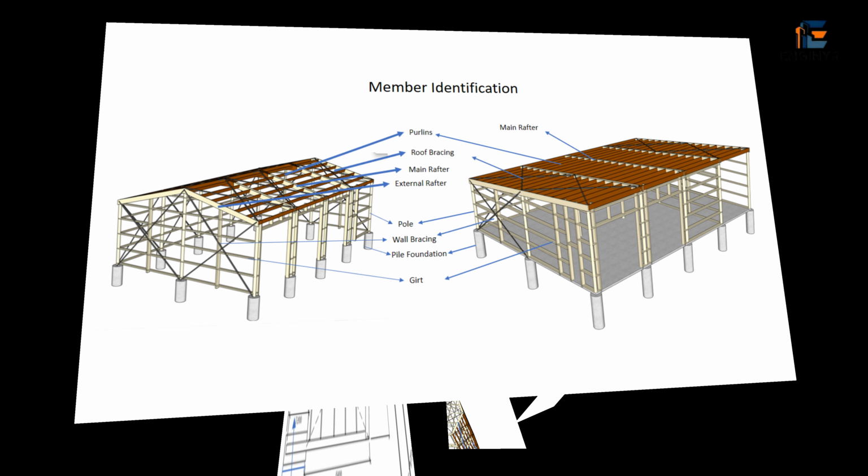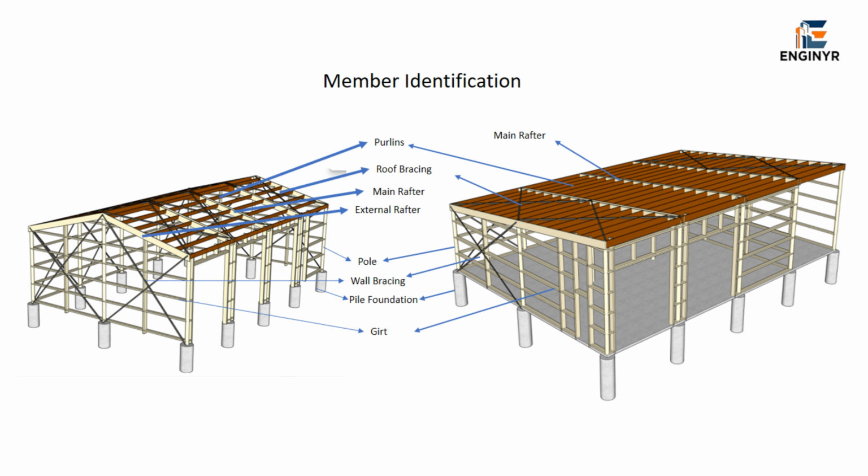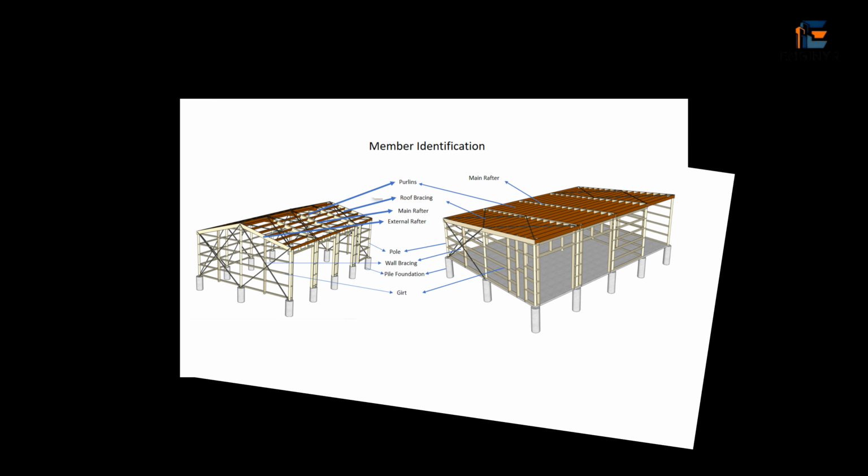Here's a second view of the same frame reinforcing these terms. The main rafter and purlins form the roof structure, with roof bracing providing lateral stability. Down the sides, the external rafter connects to the pole, which is supported by the pile foundation. Wall bracing and girts complete the wall framing system. Getting comfortable identifying these members is essential before we move into load calculations.